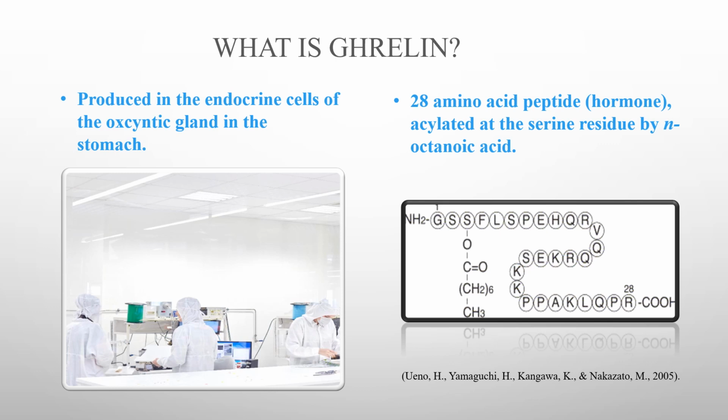The majority of ghrelin is produced by the endocrine cells of the oxyntic gland in the mucosal layer of the stomach, with a small amount also produced in the duodenum. Its receptor, however, has been found in multiple locations throughout the body.